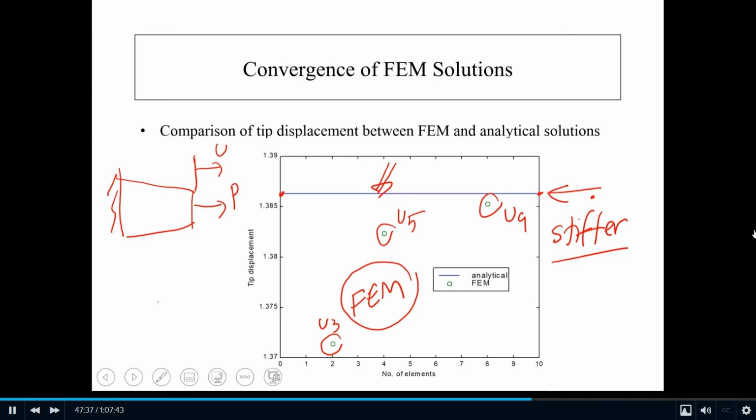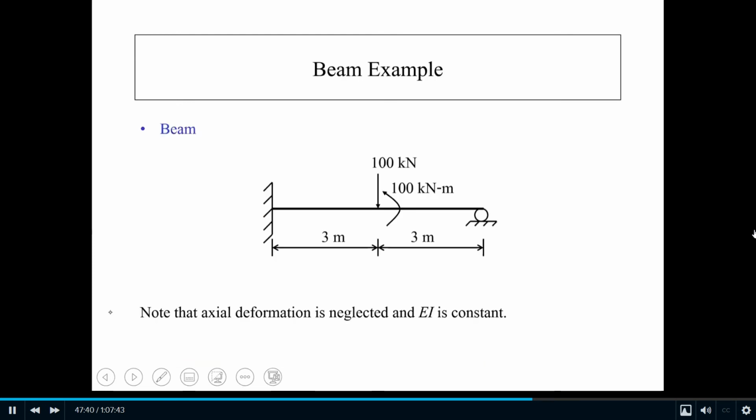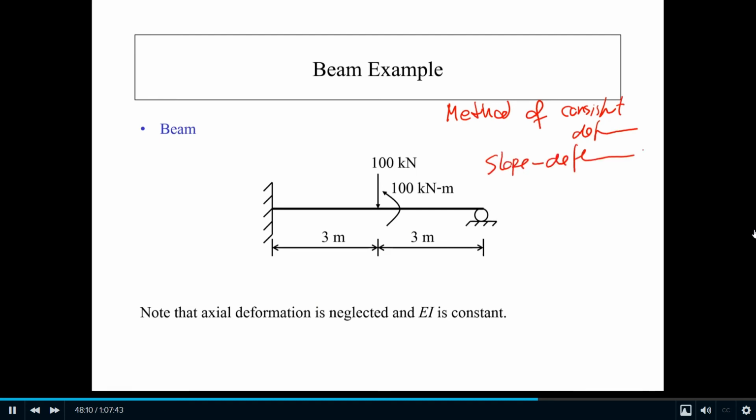Now, okay, let's move to the other example, involving a beam. Okay, this is a very simple beam problem. You can solve this, of course, using whatever knowledge you have. Even though I'm not sure whether you still have that right now, like the method of consistent deformation, or maybe slope deflection, or moment distribution, or whatever you can use to solve it, and you will get the solution. Of course, you can do that. But right now we will focus on the FEM solution.